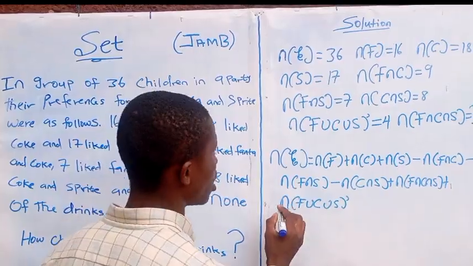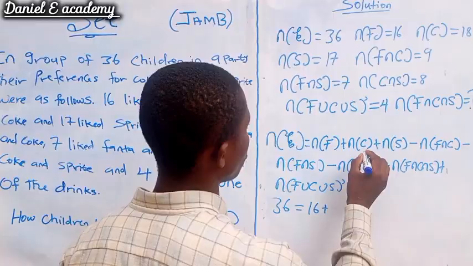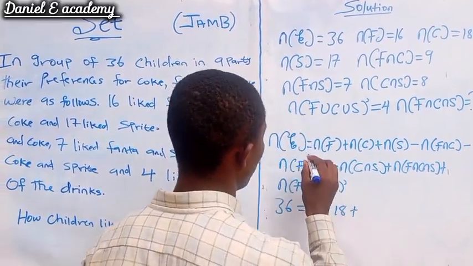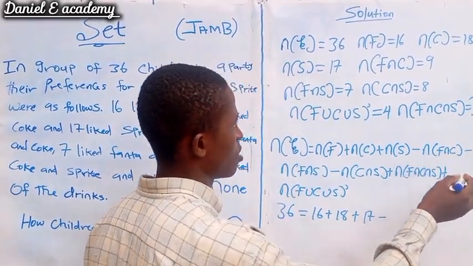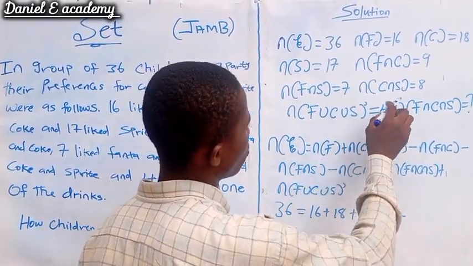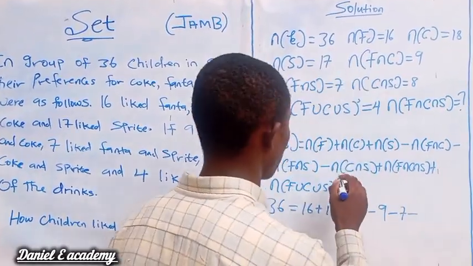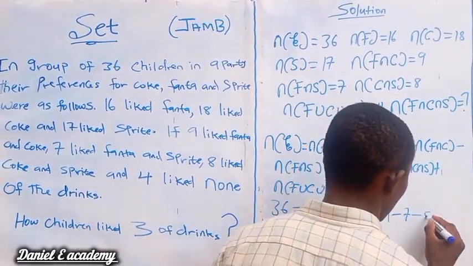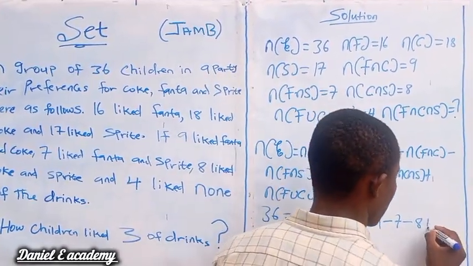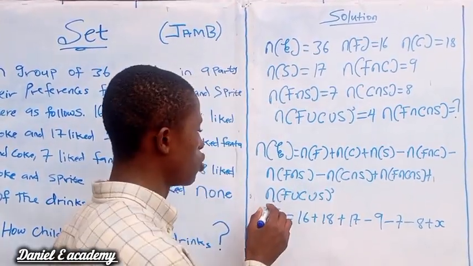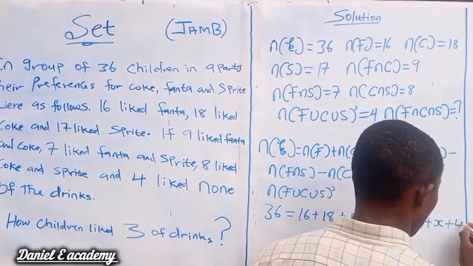So we'll be inputting our values: universal is 36, number of F is 16, number of C is 18 plus number of S is 17 minus number of F intersection C, 9, minus number of F intersection S, 7, minus number of C intersection S, which is 8, plus number of F intersection C intersection S, which we don't know, so you can write this as plus X. Then number of (F union C union S)', which is plus 4.